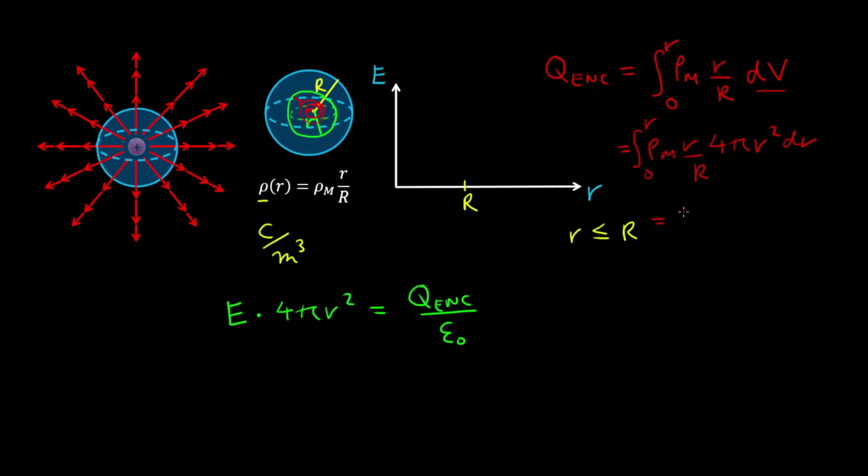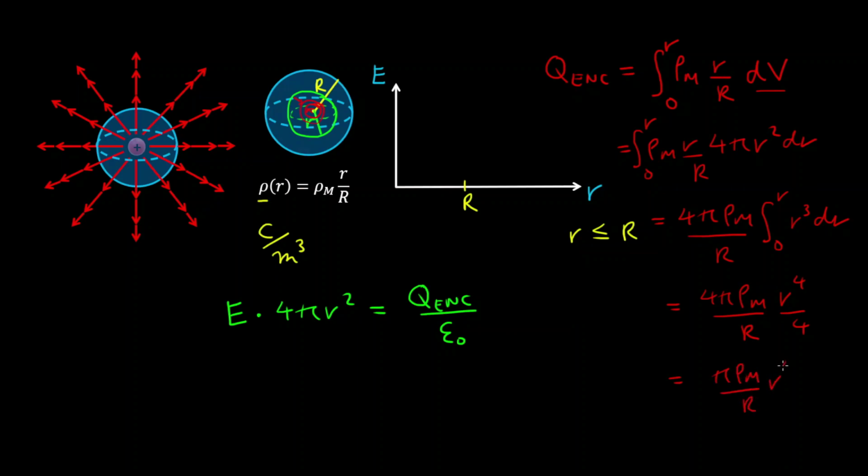So if we take the constants outside the integral, we get 4 pi rho m on R, and we integrate r cubed over r from 0 to r. So that gives us 4 pi rho m on R, multiplied by r to the 4 on 4, which is equal to pi rho m on R by r to the 4.